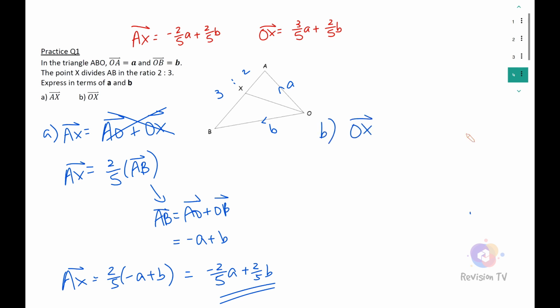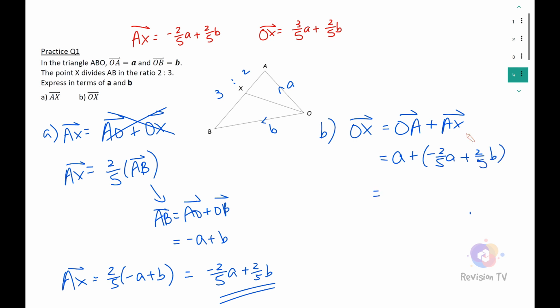Question B, now OX. We don't know any information about OX, so the only way we can go about it is to make a route that goes from O to X. So from OX, we can go from O to A, and then A to X. We know OA, which is A. We know AX from part A is negative 2/5 of A plus 2/5 of B.